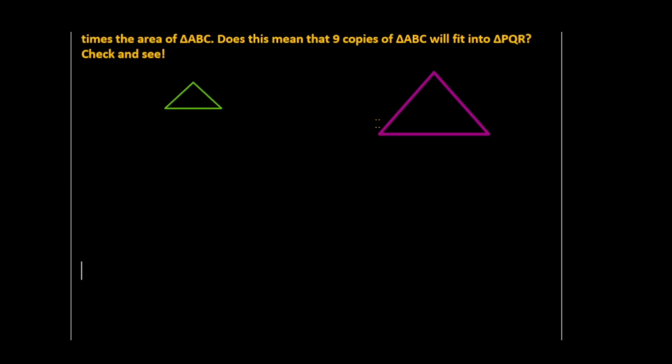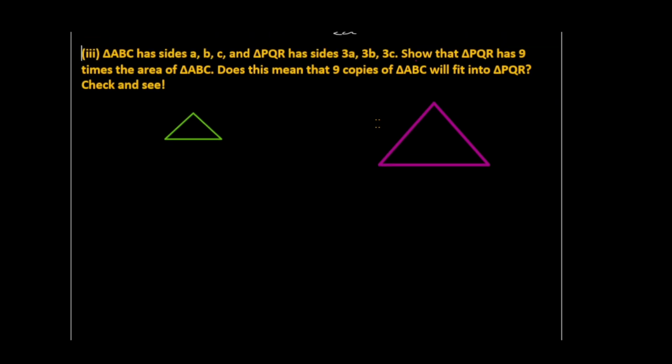Now triangle ABC has sides A, B, C and PQRS has sides 3A, 3B, 3C. So PQRS has 9 times the area of ABC. Does this mean that 9 copies of ABC will fit into PQRS? Check and see.